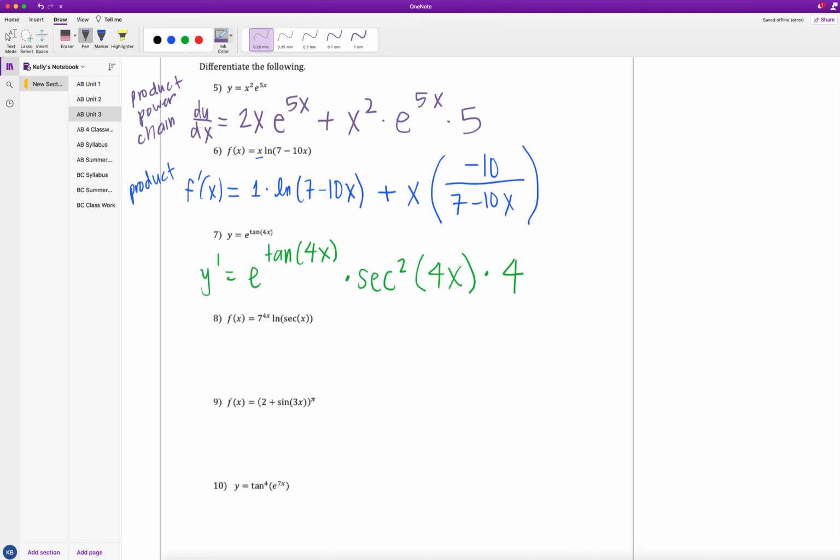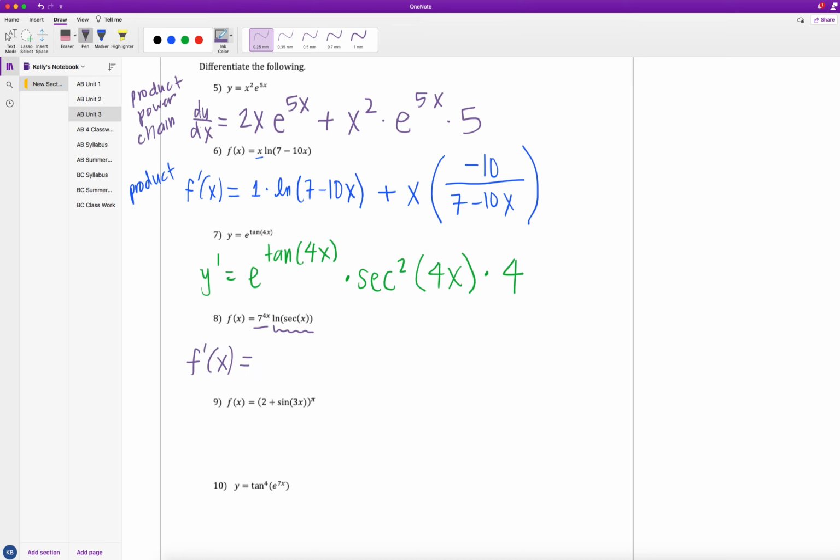Okay, let's look at example 8. Example 8 says f of x equals 7 to the 4x times the natural log of secant of x. What rule or rules do you think we're going to have to use in example 8? So the first thing I notice is I have a product of two functions. I have 7 to the 4x times a natural log of secant of x. So I will definitely need a product rule here. So let's start with the product rule.